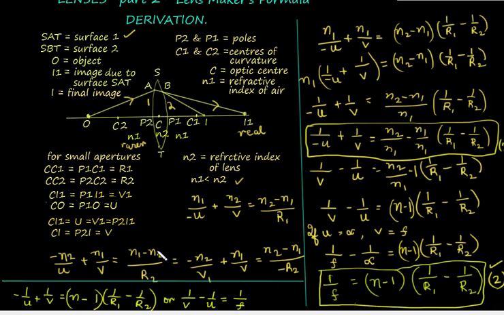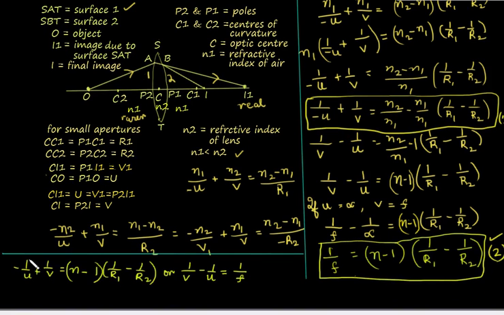Equation 1 can be written like this. Negative 1 by u plus 1 by v is equal to n2 by n1 becomes n, that is refractive index of the lens. So n minus 1, n1 by n1 becomes 1 into 1 by r1 minus 1 by r2. We have written equation 1 in this format. So this is really equation 1. So comparing equation 1 and equation 2, what do you see? The right hand side is the same. The left hand side alone is different. So the two equations can be equated.